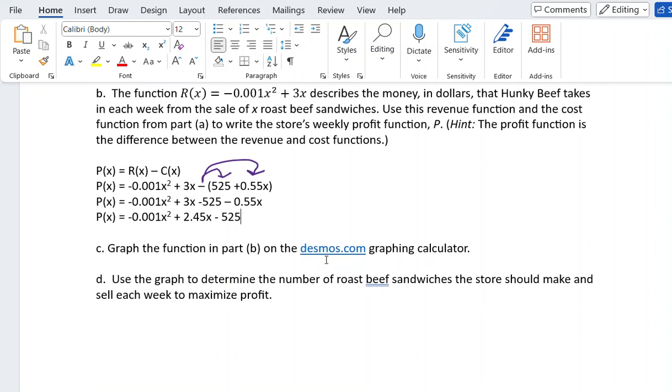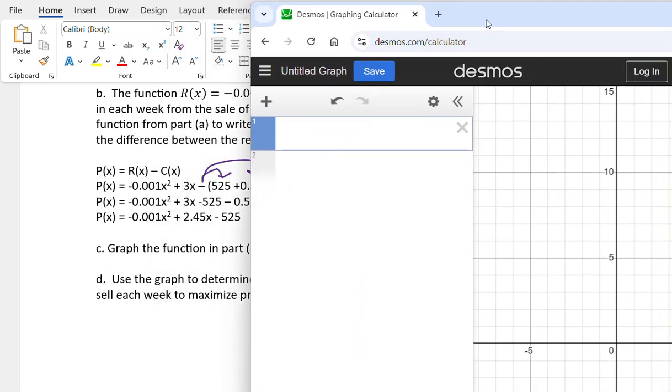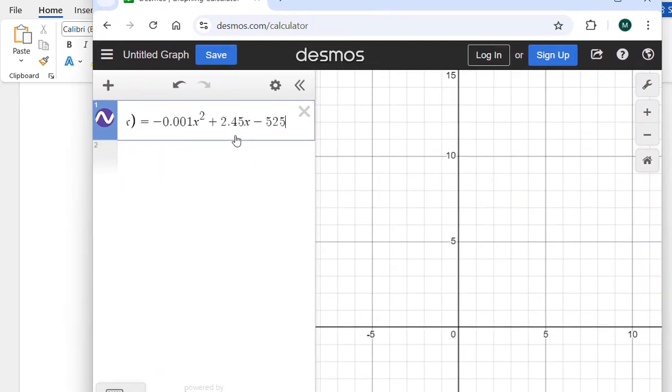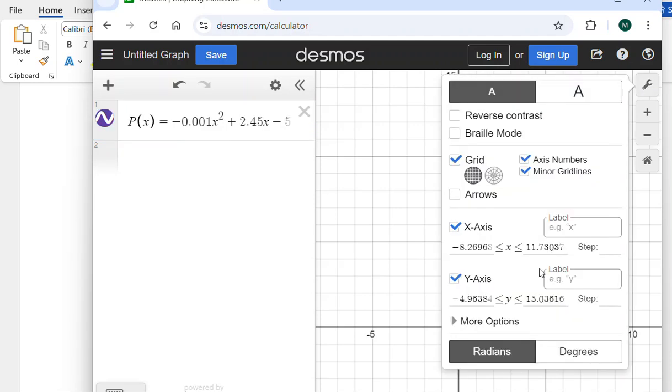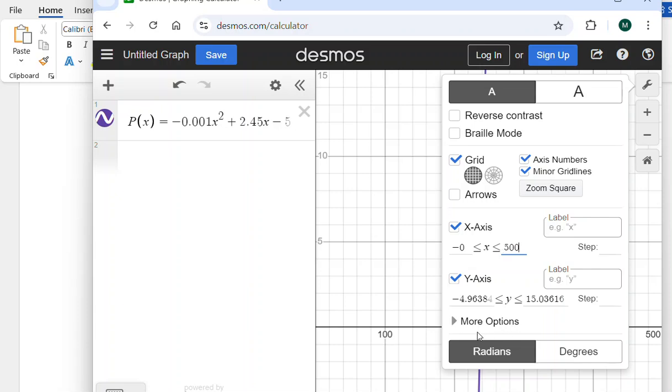Now we want to graph the profit function on the Desmos graphing calculator. Pull that up here, put that in. So it doesn't look like much, but I probably need to adjust my settings here so that I can see the parabola. So I'm going to change my x-axis. Let's try 0 to 500. Change my y-axis. See, my y-intercept is negative 525.